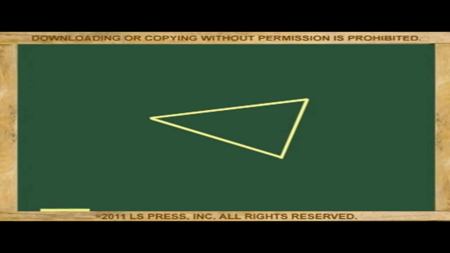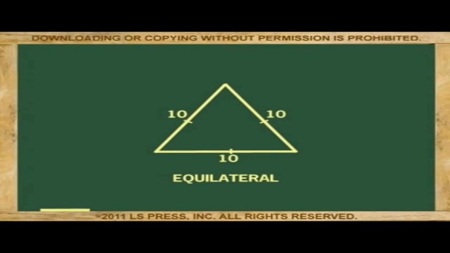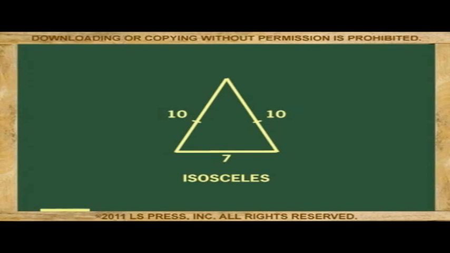Now to some definitions. There are two ways to define or name triangles. One according to how sides compare, and the second one according to how angles compare. Triangles are named equilateral if all the sides are equal. Notice how tick marks are used to show which sides are equal. Isosceles if two of the sides are equal, and scalene if all the sides are different.